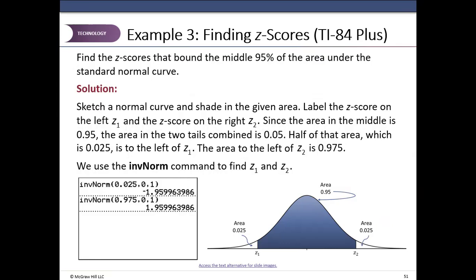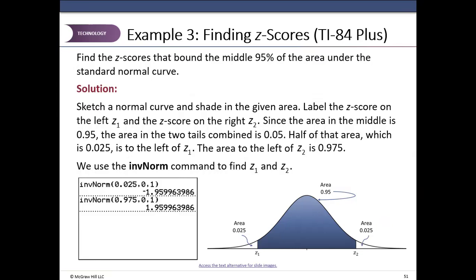Area in the left tail is 0.025. And I want to find that unknown z1. And I paste. Enter and enter. And that value is minus 1.9599, sometimes simplified to minus 1.96.